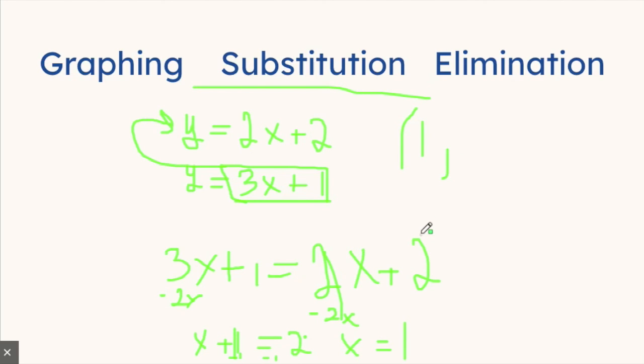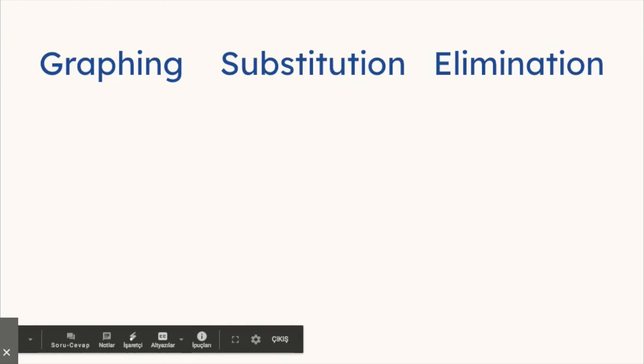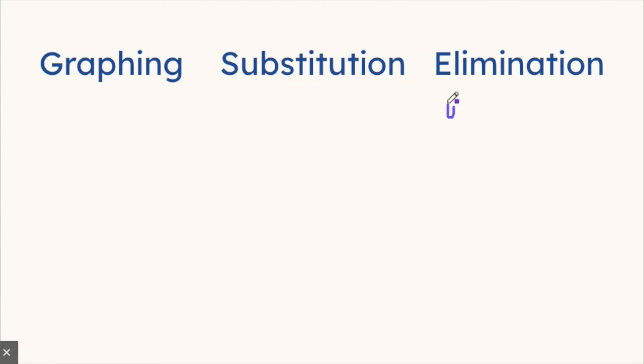Now we need to find the y coordinate. And to do that, we can just plug the 1 in as x in any one of these. Let's plug it into this one. 2 times 1 is going to be 2, plus 2 is going to be 4. So we know at x equals 1, y is 4. That's our answer.